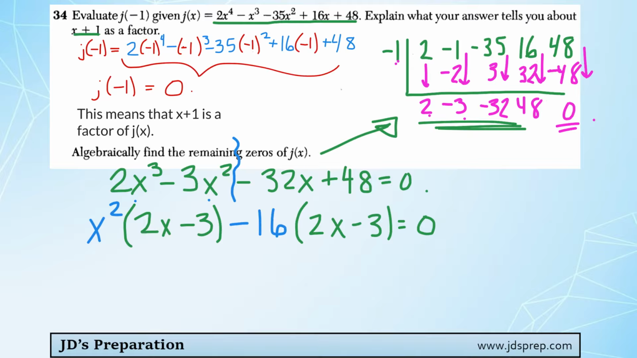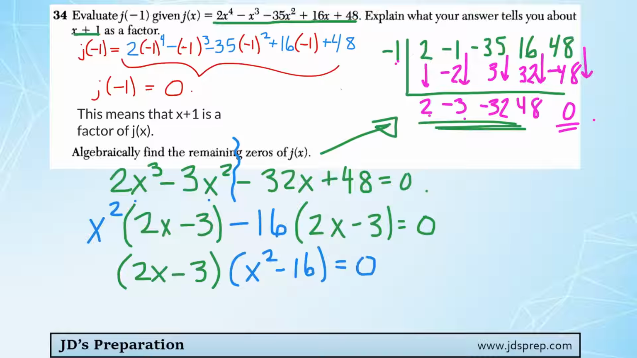Anyway, at this point, you'll notice that these two terms both share a common factor of 2x minus 3. So if we factor out 2x minus 3, we'd be left with x squared minus 16. And we can actually factor this a little bit further, because x squared minus 16 is an example of difference of squares. So this would be factored to become x minus 4 times x plus 4.